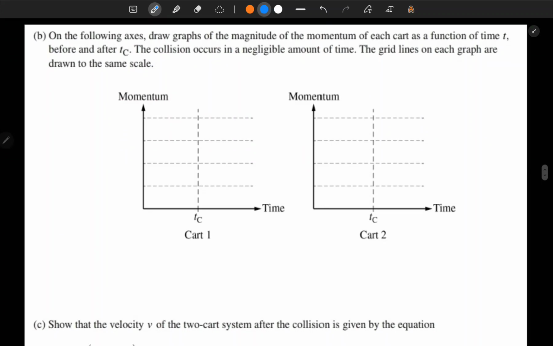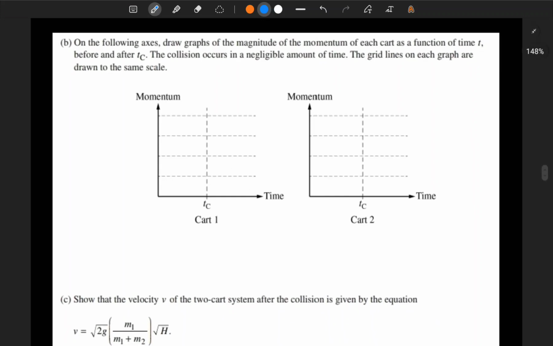Next, on the following axes, draw graphs of the magnitude of the momentum of each cart as a function of time t before and after the time of collision, t_c. The collision occurs in a negligible amount of time. The grid lines on each graph are drawn to the same scale.